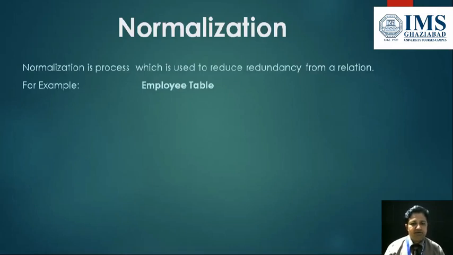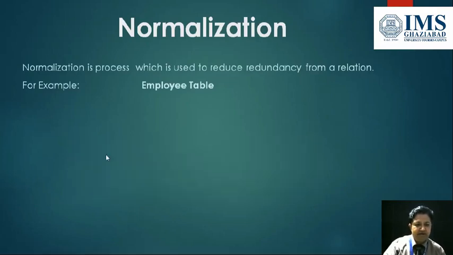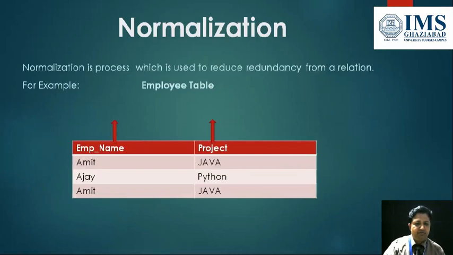So let us discuss it with the help of an example. Suppose we have an employee table. Every table which is used in a database is divided into two main parts. Number one, columns, and number two, rows. Each column has a unique value. So here we have two attributes, attribute 1 and attribute 2. Employee name is attribute 1 and project is attribute 2.